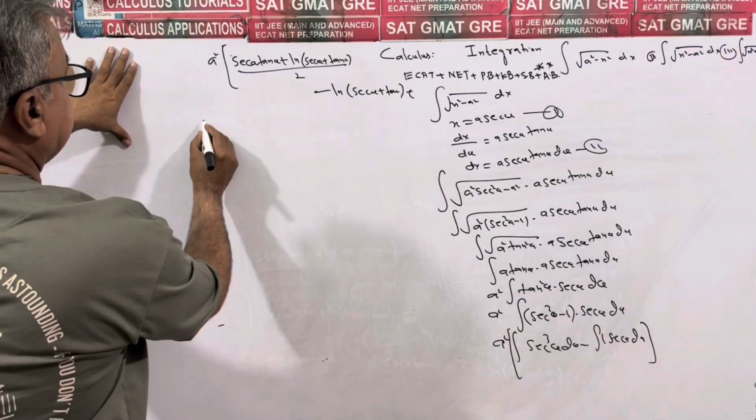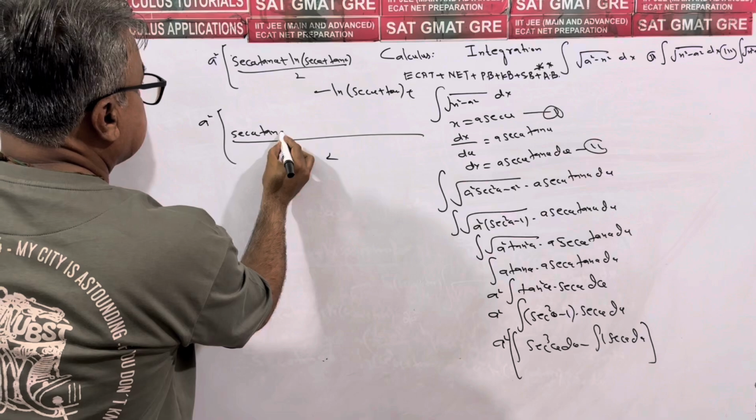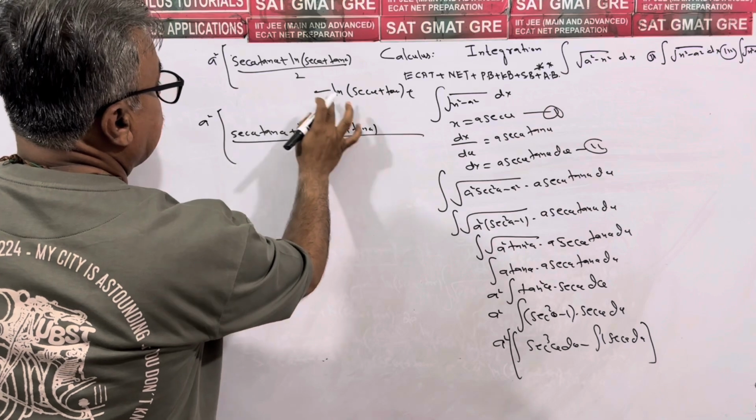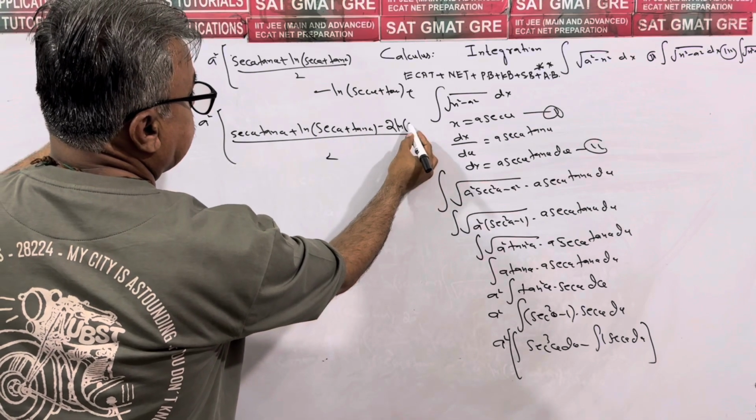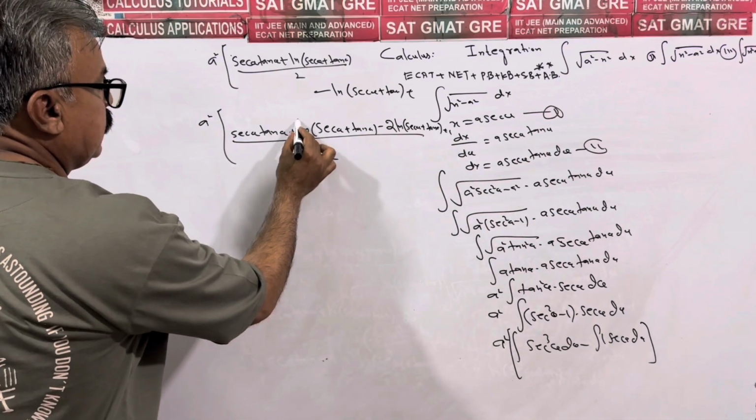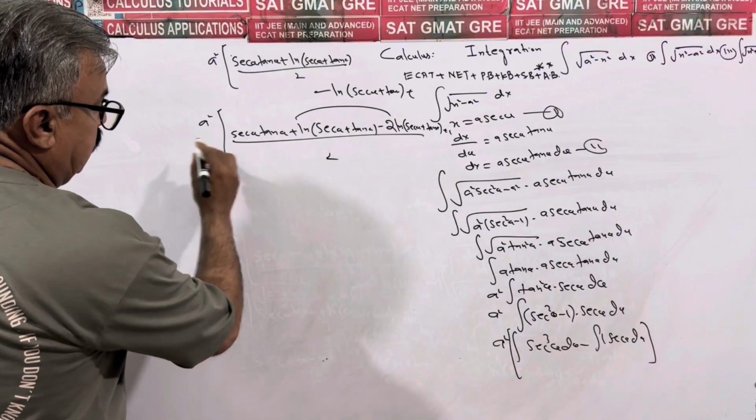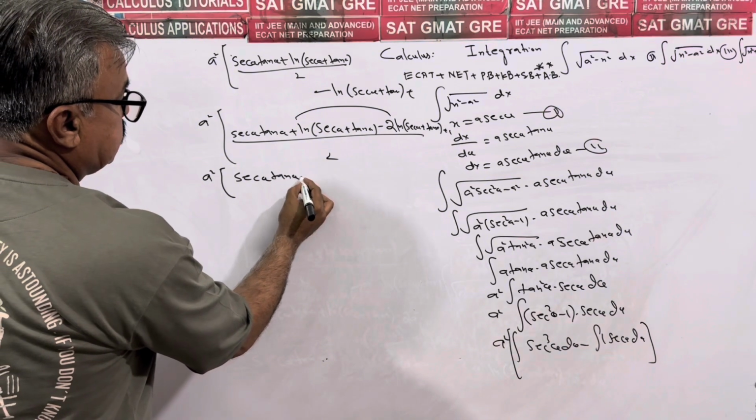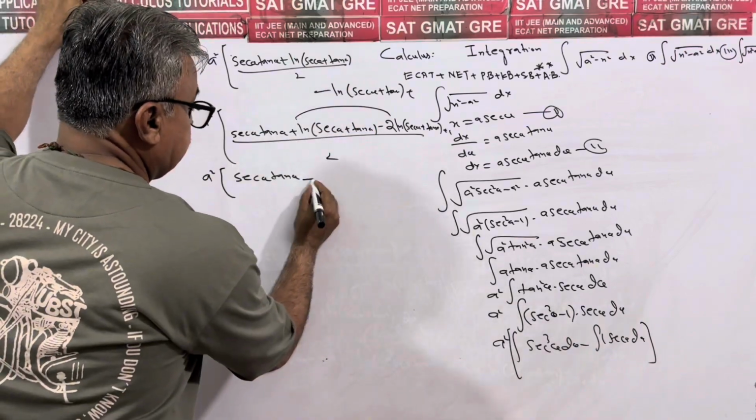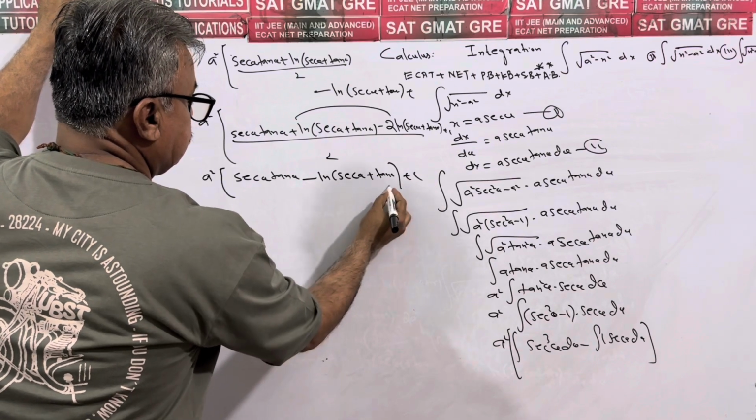Okay, taking LCM, we have a², 2 is the LCM: sec θ tan θ plus ln|sec θ + tan θ|, multiply 2 here, it will become minus 2 ln|sec θ + tan θ| + c. Okay, cool. Positive ln and negative 2 ln, it will become sec θ tan θ the same, and positive 1 ln minus 2 ln becomes negative 1 times ln|sec θ + tan θ| + c, overall divided by 2.